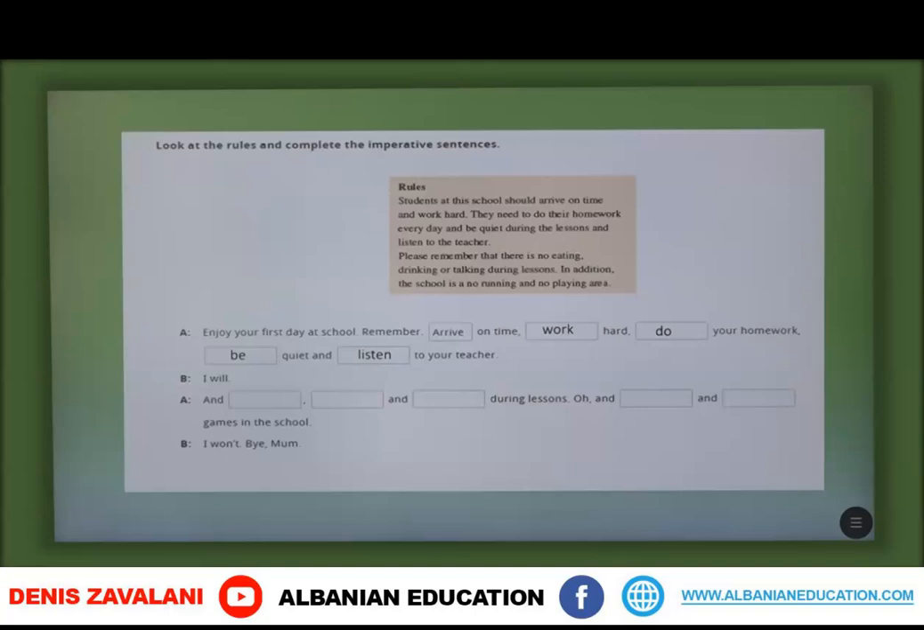And don't eat, don't drink, and don't talk during lessons. Oh, and don't run and don't play games in the school. I won't, Mum. So this is all about the imperative sentences.